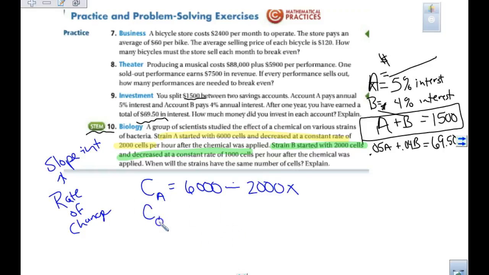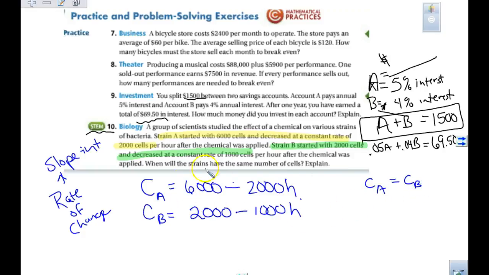Now we're looking for the cells in B. AJ, what do we know? Started where? Started at 2,000. And if you wanted to use H per hour, because each hour, instead of using X, you could use H. It doesn't matter what your variables are. And the question says, when will the strains have the same number of cells? This is a perfect setup. We need to know when cell A equals cell B.